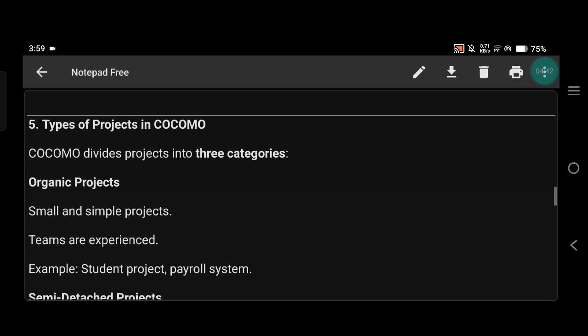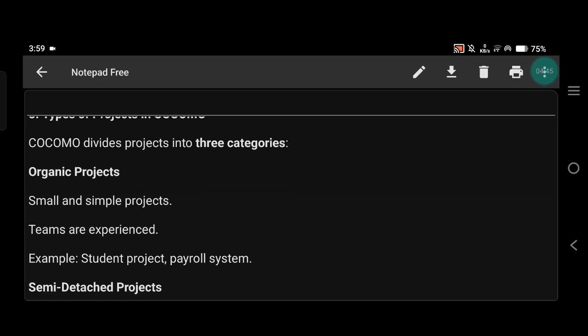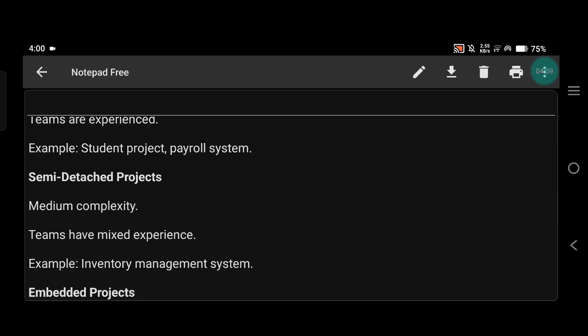First one is organic projects, which means small and simple projects with an experienced team. Example, a student project or payroll system. Second is semi-detached projects, which means medium complexity, where the team has mixed levels of experience. Example is an inventory management system.